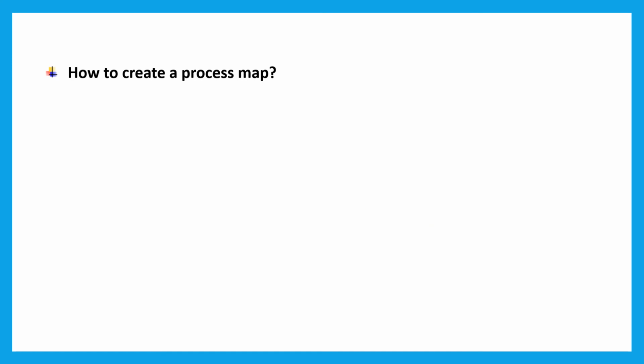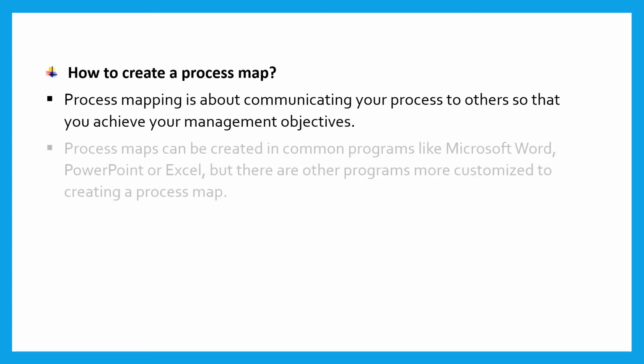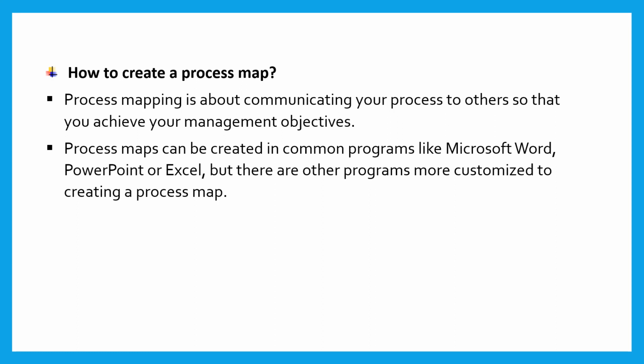How to create a process map. Process mapping is about communicating your process to others so that you can achieve your management objectives. Process maps can be created in common programs like Microsoft Word, PowerPoint, or Excel, but there are other programs to customize to create a process map. Process mapping has become streamlined because of software that provides a better understanding of processes.